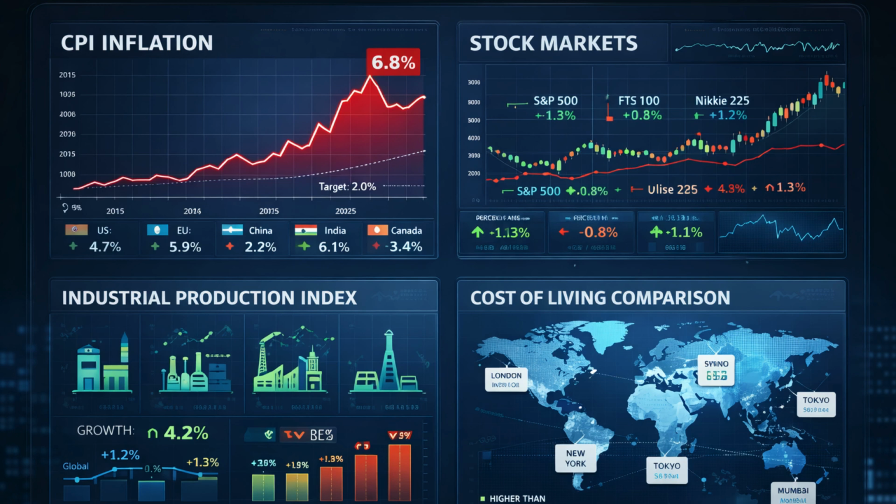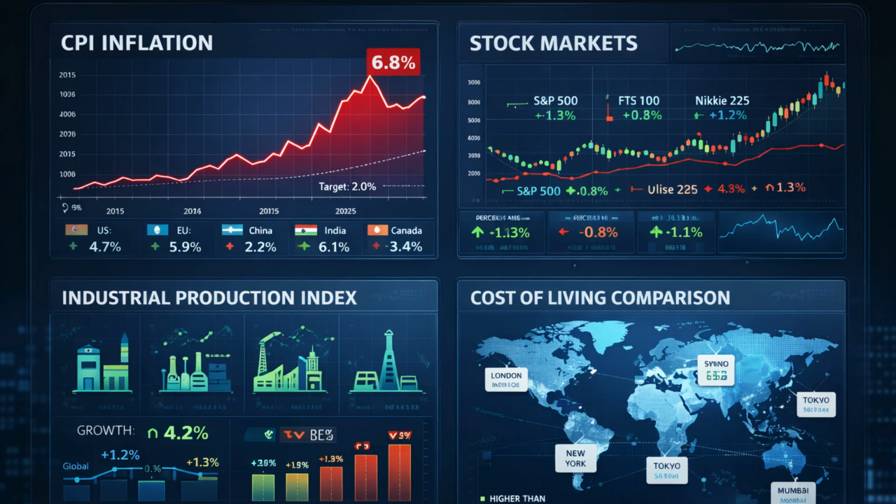Index numbers are everywhere in modern economic life. One of the most famous examples is the Consumer Price Index, often called the CPI. The CPI measures changes in the price of a basket of goods and services purchased by households. If the CPI rises from 100 to 150, it means the general price level increased by 50% compared to the base year.